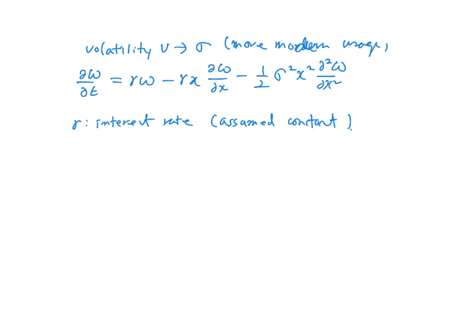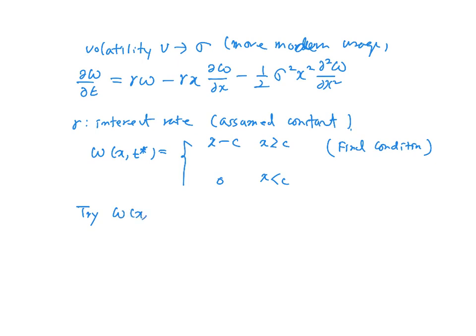And the boundary condition is the following. T star. This is a boundary condition. Actually, it's a future boundary condition, not the initial condition, so it's called the final condition. So let's try W of x, t.